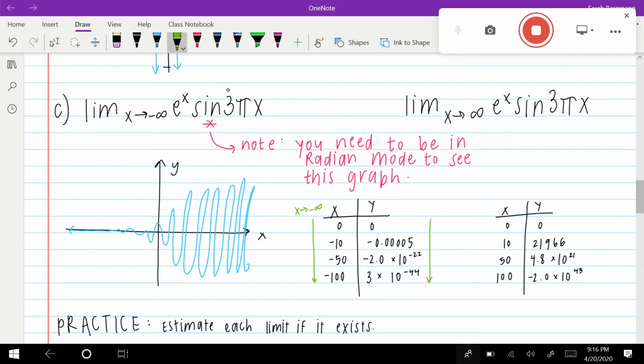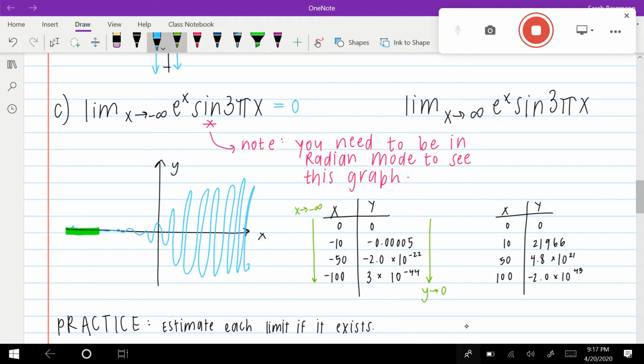What are my y values doing? They are getting closer and closer to 0. So they were bouncing back and forth a little bit at first, but this is showing me y is approaching 0. And if I look at my graph, it confirms this. So my limit on the left side is 0.